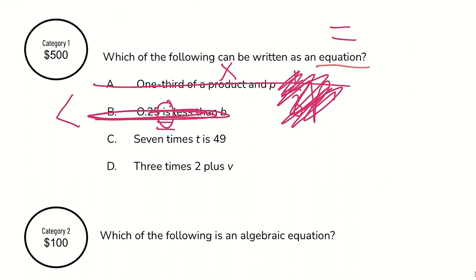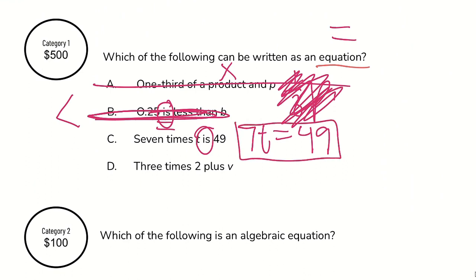Okay, C. 7 times T is. Oh, there it is. 49. So if I were writing this out, I want to do 7 times T equals 49. Well, that looks like an equation. That looks like we should box it, rewrite it. We don't have to. Okay, we're not gonna do it.